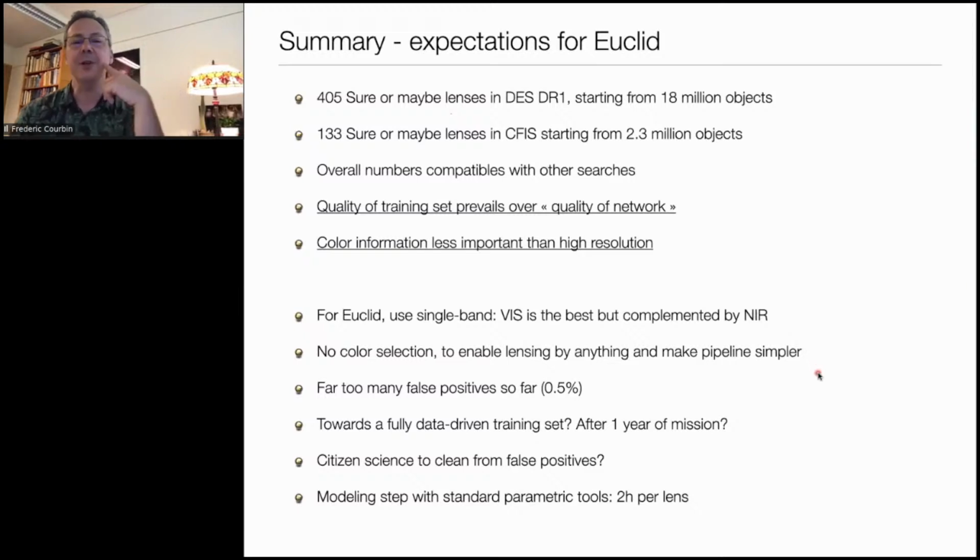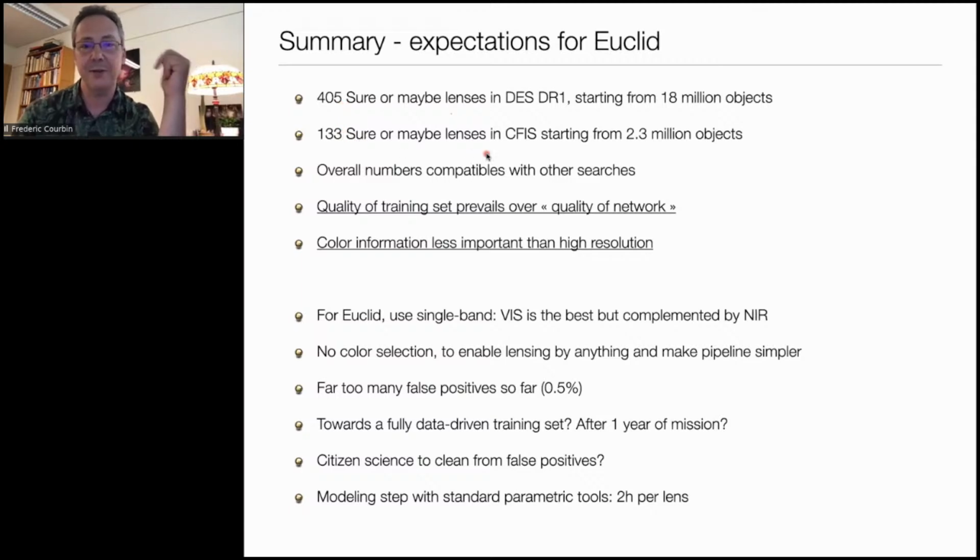Okay, so now with this search, we don't even try to do science with these lenses for now. We just try to see how we can apply our methods to Euclid. Now, in the ES, using 18 million objects, we find only 405 sure lenses. The paper I showed you before of Jacobs et al. finds like 3 times more, but as you saw after visual inspection, a lot of them are not real lenses.